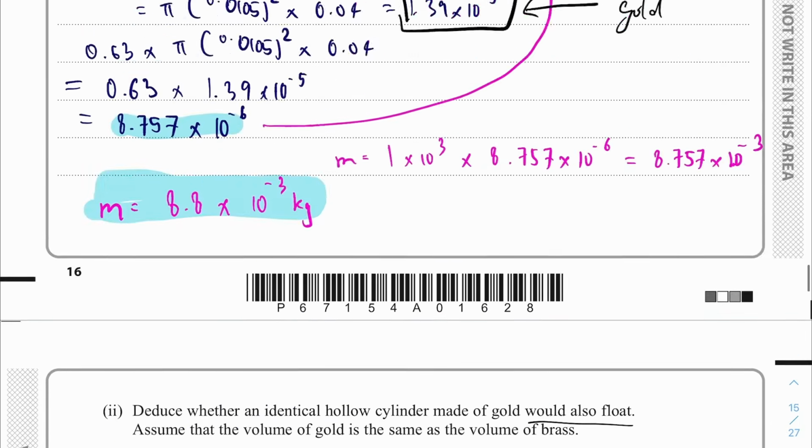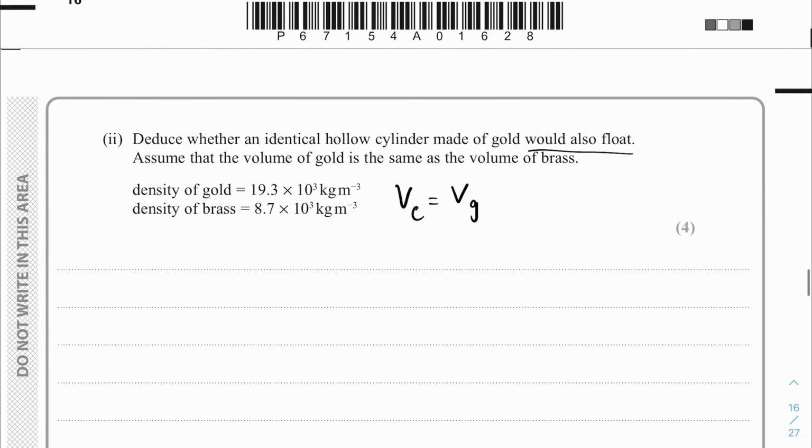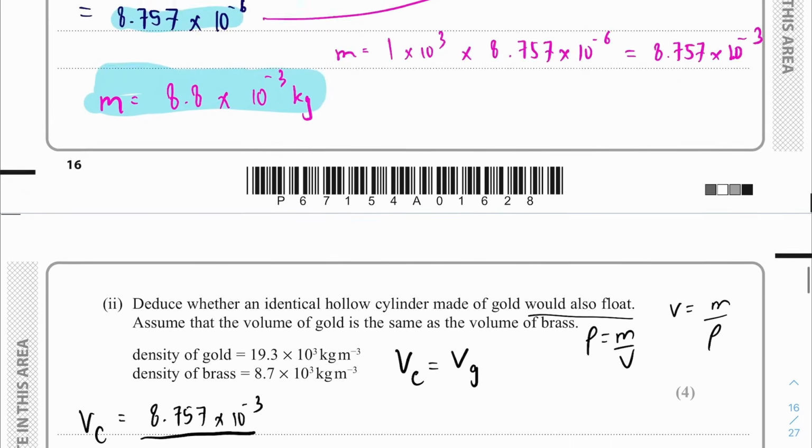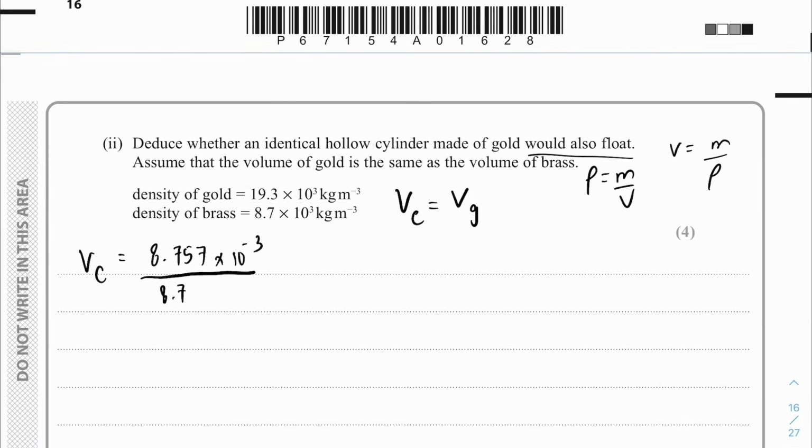So let's see if we can get this volume of gold. How do we get the volume of gold? We can get the volume of gold normally. We know the volume of the brass cylinder: density equals mass over volume, and volume is mass over density. The mass of brass we worked out as 8.757 times 10 to the power of negative 3, and the density is 8.7 times 10 to the power of 3 from here. This equals 1.001 times 10 to the power of negative 6 meter cubed. So we know the volume of C.